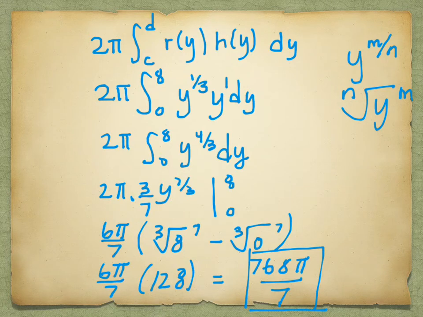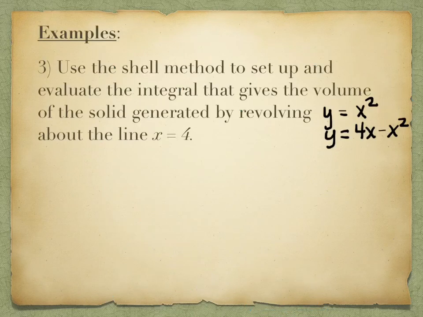Okay, so we did the x-axis, we did the y-axis, although not in that order. And then we're going to do one more axis next time. And you can take a look real quick. We're actually going to rotate it around the line x equals 4. Okay, so we'll pick up there next time.